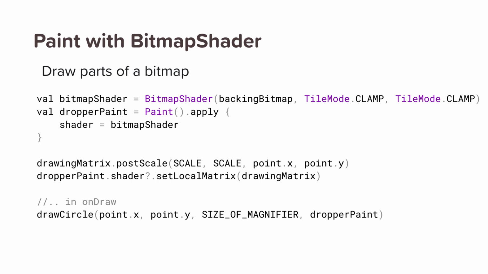I'll talk a little bit about matrices in a bit. But basically, a matrix allows us to scale things and translate. So we can scale our bitmap at a certain point, and then we can set the matrix of the shader to the matrix we've just created. Then to get that actual bitmap drawn on screen, we say draw a circle with the same point, x and y, the size, and then this dropper paint will have this bitmap that is now zoomed in. And it does all that cool effect for us.